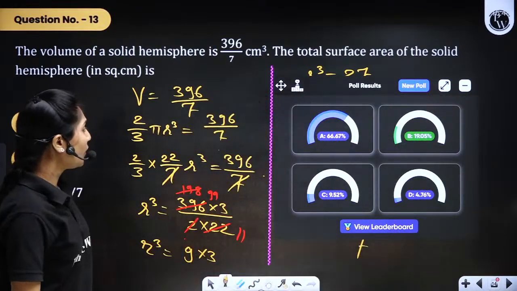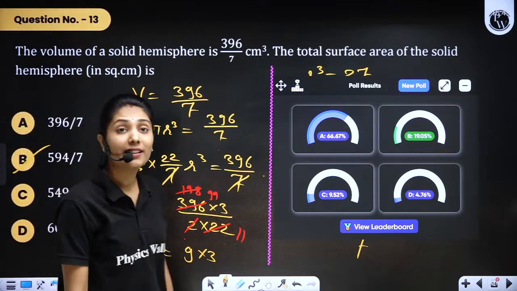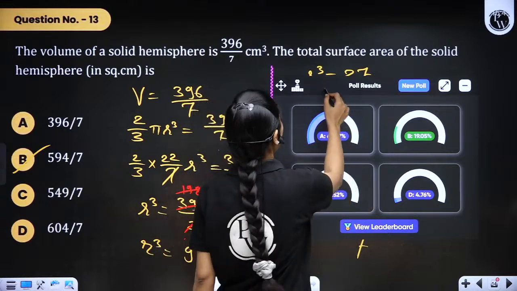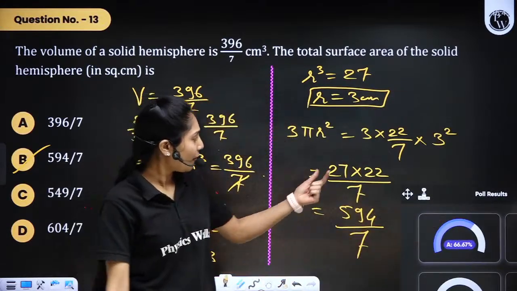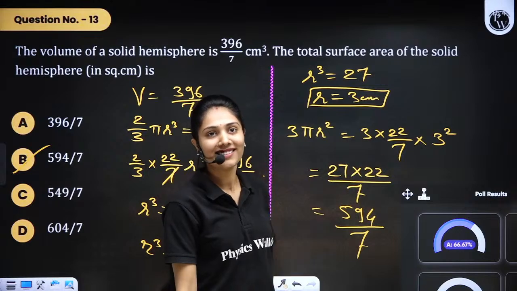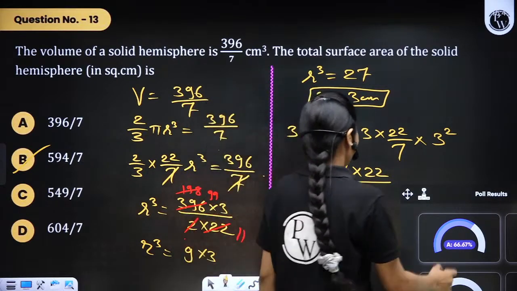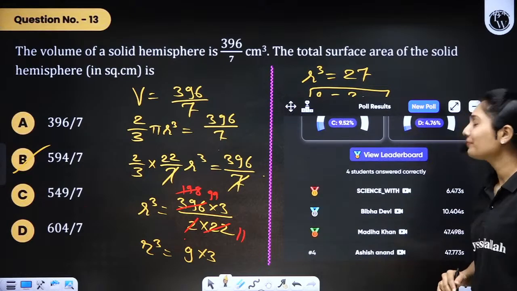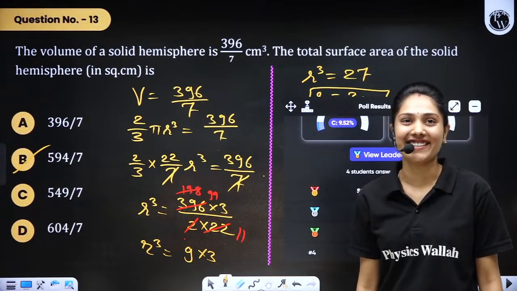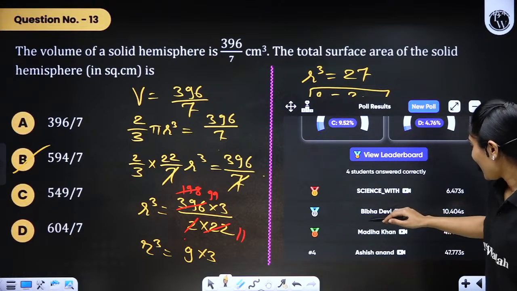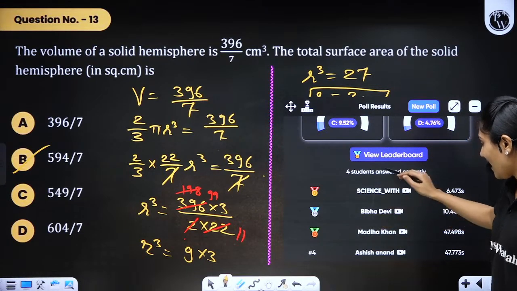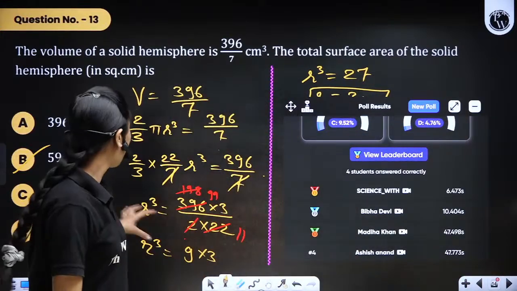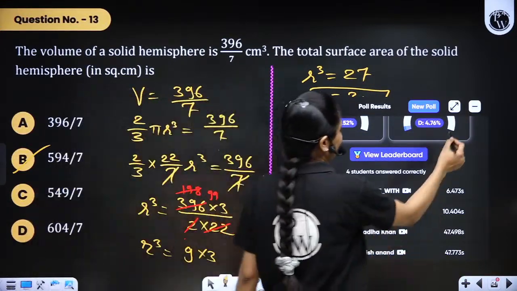Okay, you just went on A. Most of the students went on A. That's really bad, beta. How come? We are getting option number B. Have you forgotten this 3 or what? It's option number B. Most of you got it wrong here. No problem. Just check your calculation once. So science, then Bibha and Madiha, then Ashish. Very good. Really good. Only a few of you are correct with option number B.